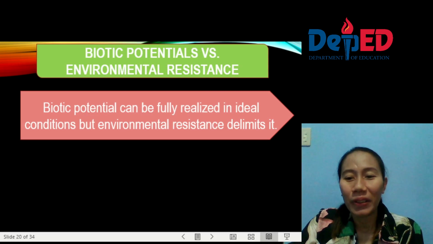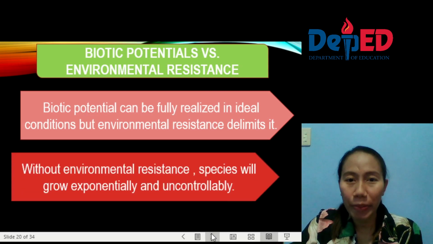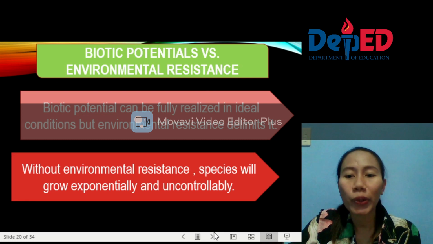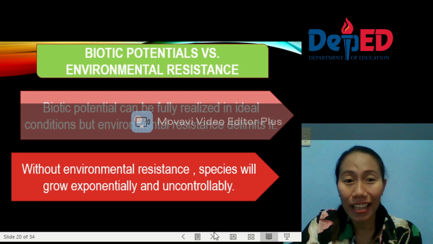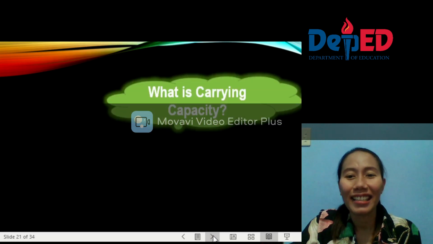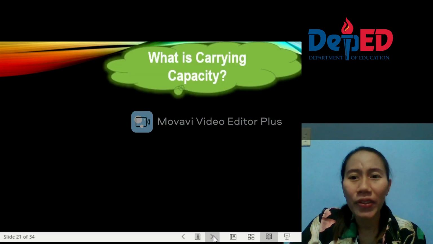Okay? Then, without environmental resistance, species will grow exponentially and uncontrollably. So that's why it has to be balanced. Okay. So let's move on to this.